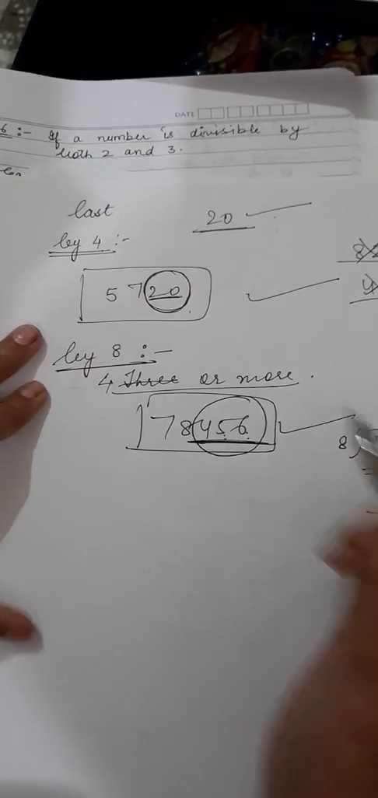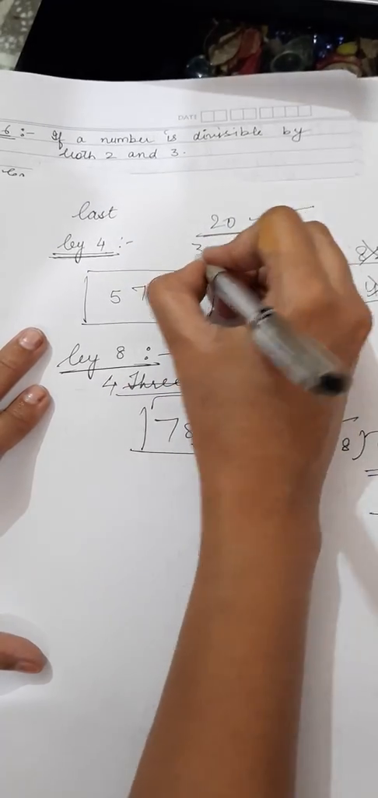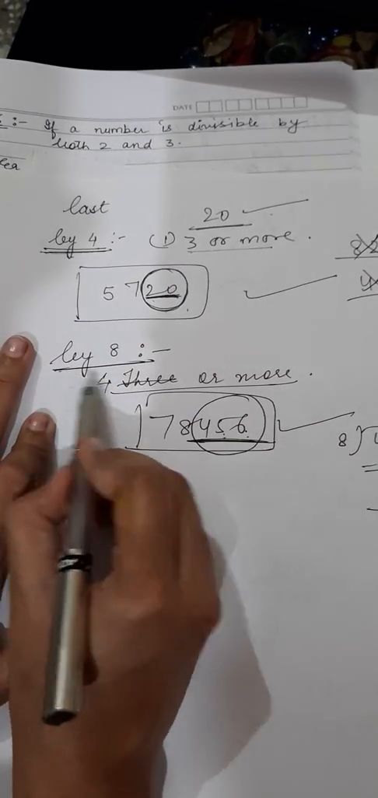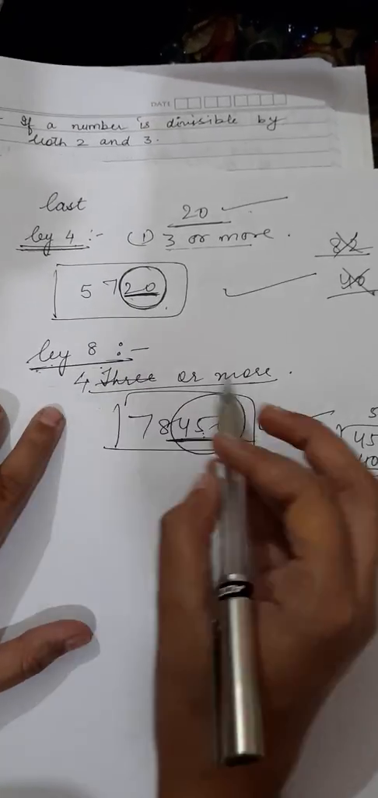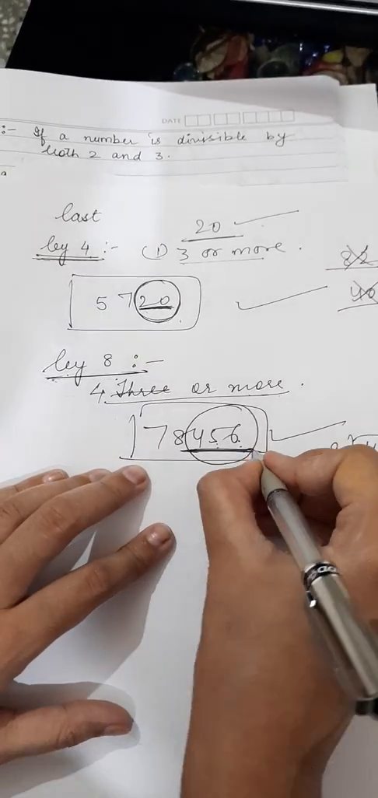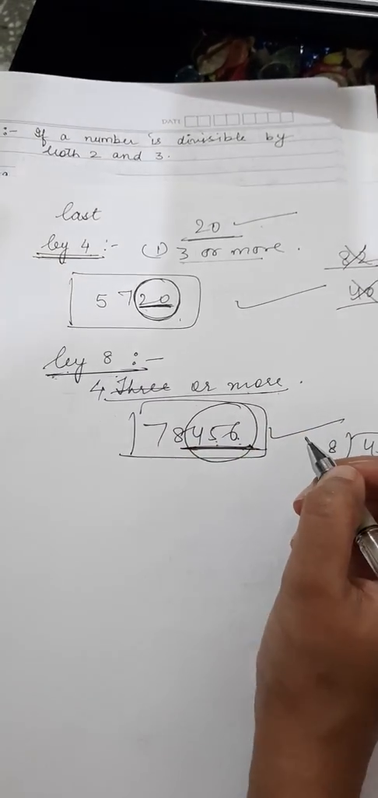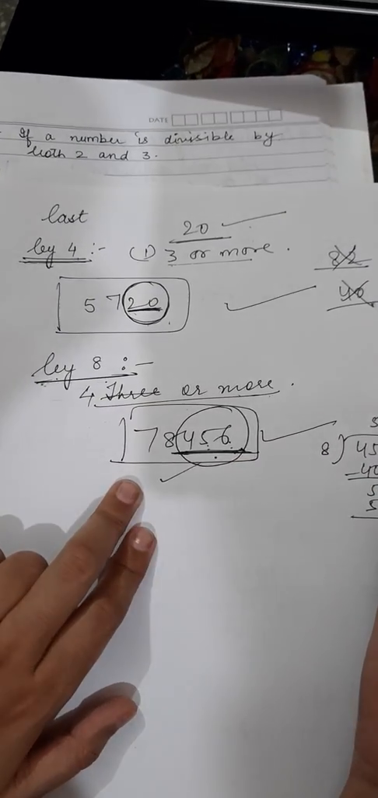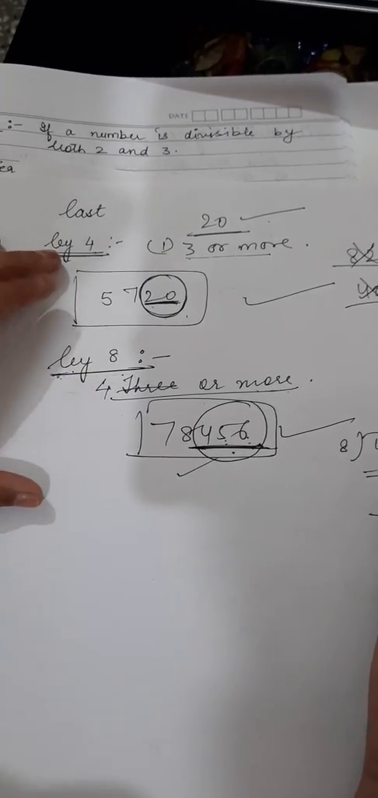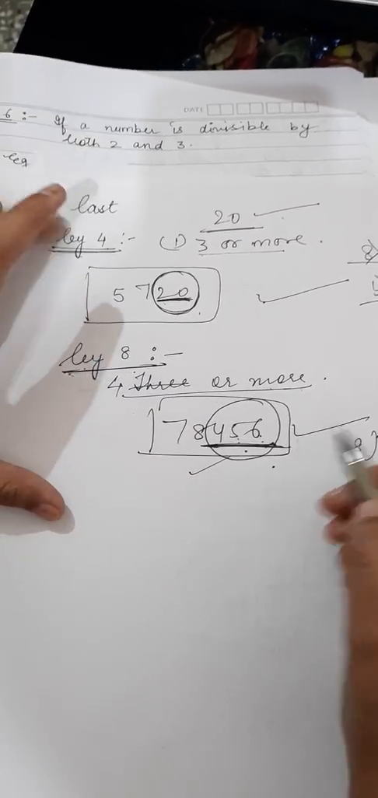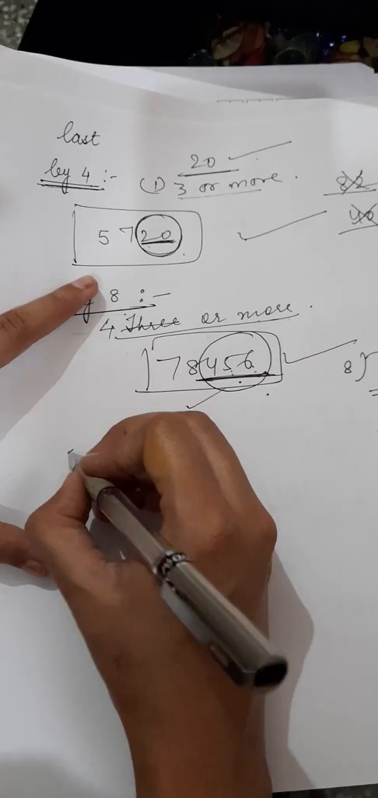So what you are going to do here is, by 4 you are going to see 3 or more digits, and the last 2 digits should be divisible by 4. For 8, what you are going to do, you are going to see 4 or more digits should be there, and the last 3 digits you are going to check. If the last 3 digits are divisible by 8, that means the complete big number is also divisible by 8. So this was by 4 and 8. We'll be doing the question on the basis of this 4 and 8, and it will be more clear to you. The next comes is by 6.